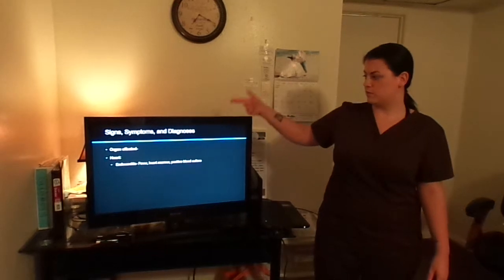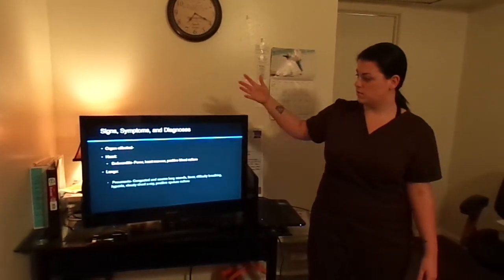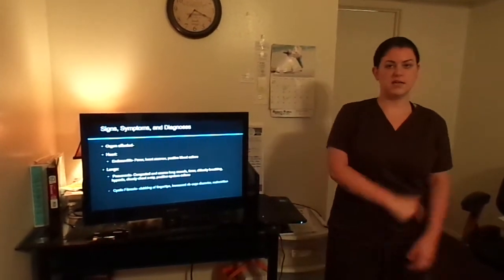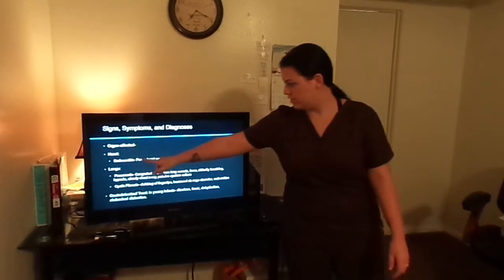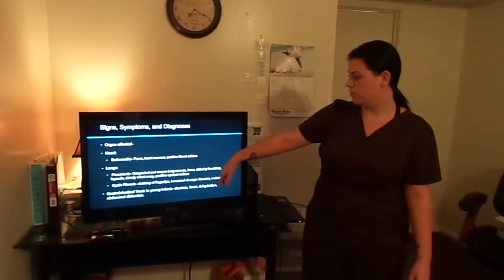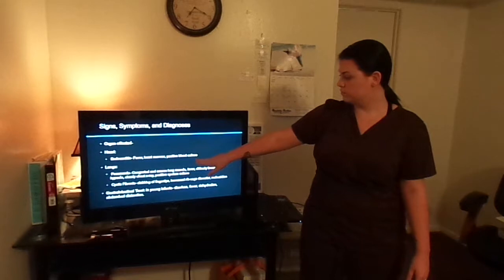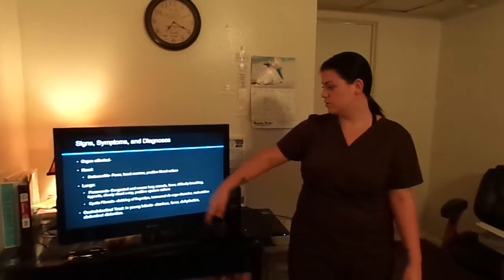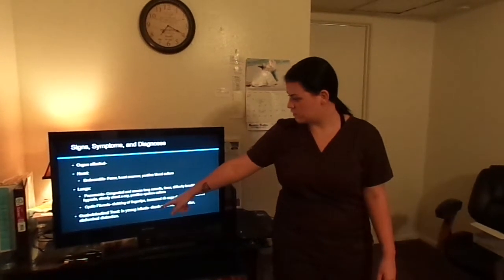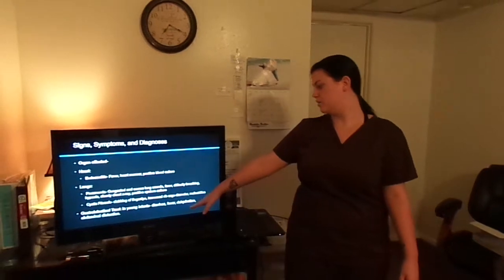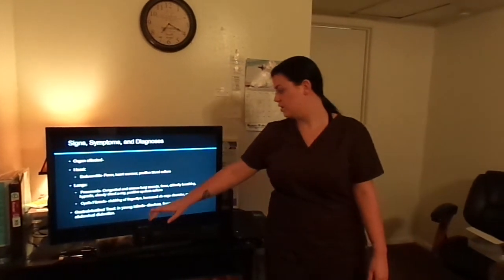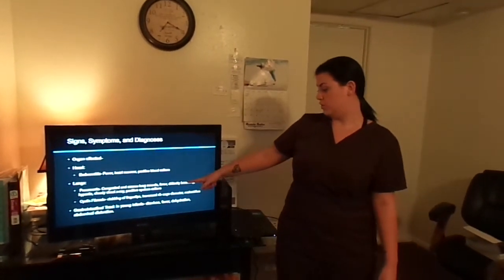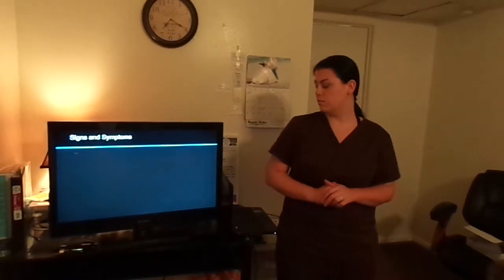And here are some examples of organs affected and what they cause, signs and symptoms, and how to diagnose it. As you can see here, endocarditis causes fever, heart murmur, and can be diagnosed by a positive blood culture. Then you have pneumonia, cystic fibrosis, gastrointestinal tract of the young infants, and you can do a sputum culture to diagnose pneumonia.